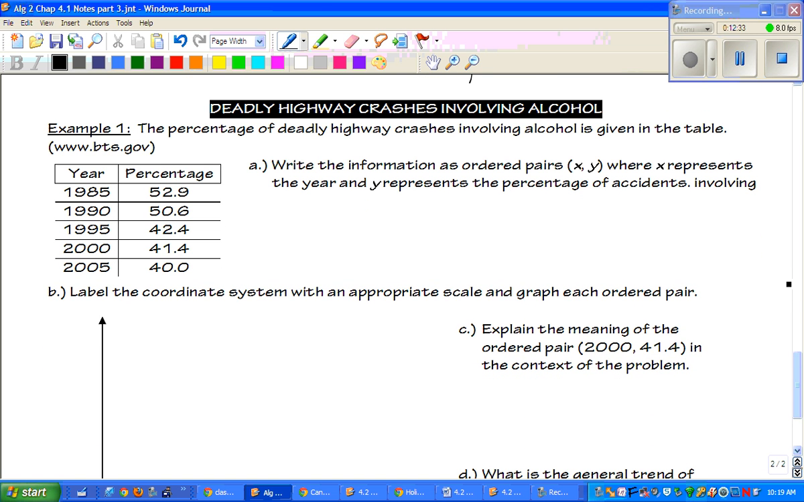Deadly highway crashes involving alcohol. Okay, so first off, this is example number 4. The percentage of deadly highway crashes involving alcohol is given in the table. Write the information as ordered pairs, x, y, where x represents the year and y represents the percentage of accidents. So if we were to write these as ordered pairs, 1985 would be compared with 52.9. 1990 would be 50.6. 1995 would be 42.4, and et cetera for the other ones.